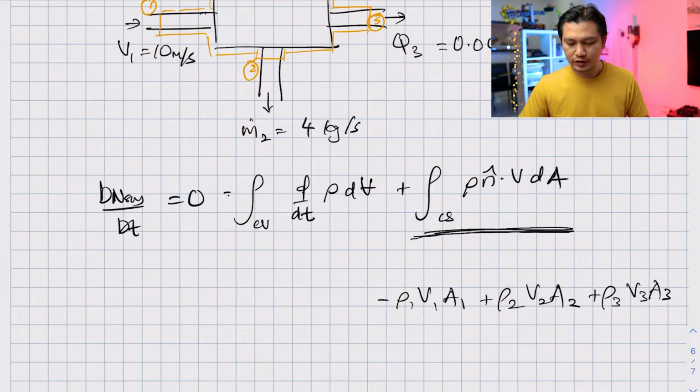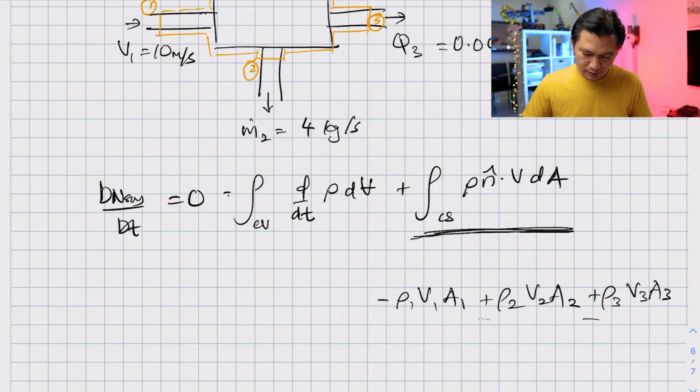Why is that positive and why is this negative? Because we understood earlier that when the flow is going into the control volume, the normal is in the opposite direction to the velocity, so that gives you a negative sign. And when the flow exits the control volume, the normal of the surface and the velocity are in the same direction, so that gives you a positive sign. Now we know that 2 and 3 are exits, so positive and positive, and we know 1 is the inlet, so this is negative.